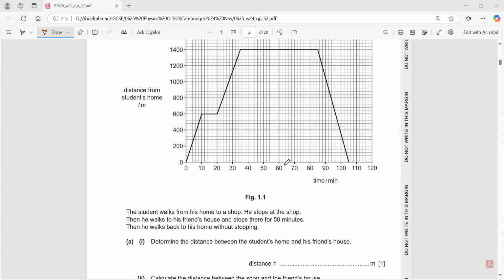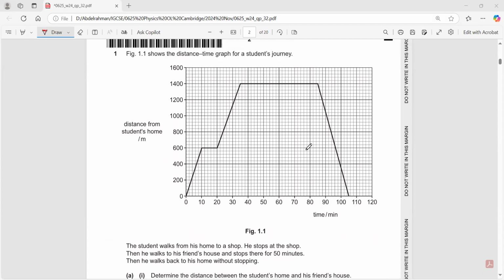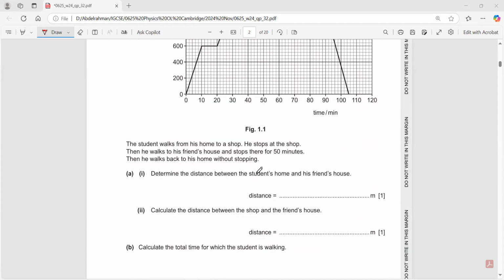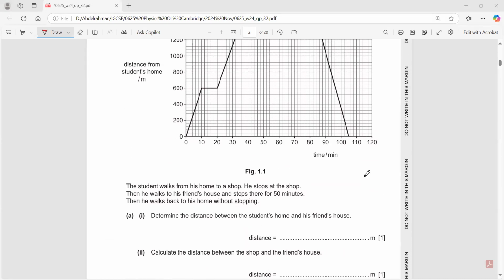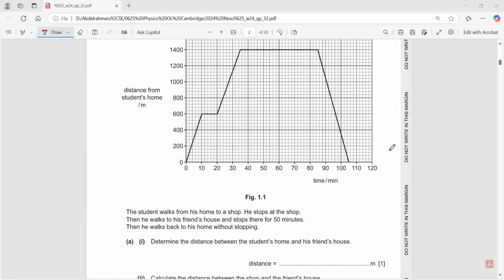He stops at the shop. He then walks to his friend's house and stops there for 50 minutes. Then he walks back to his home without stopping. Determine the distance between the student's home and his friend's house. What is the distance between his home and his friend's house?